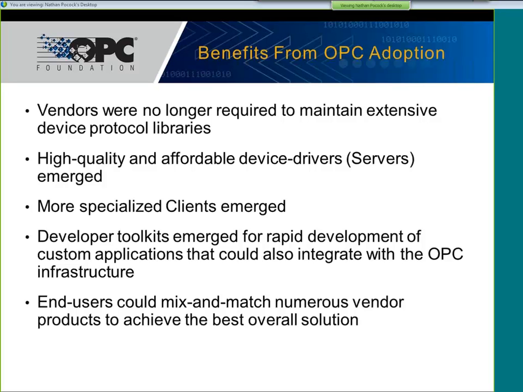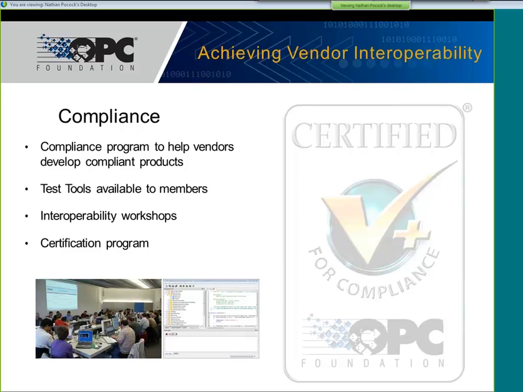And the good thing is that when you bought an OPC product, it didn't matter if it was from vendor A, vendor B, vendor C, they just worked with each other. How do these products work with each other? Well, we have a compliance program at the OPC Foundation, and it's another open program where OPC Foundation member volunteers are participants within the group. We analyze the specifications, we create test cases and test tools, and those test tools are available to the members.